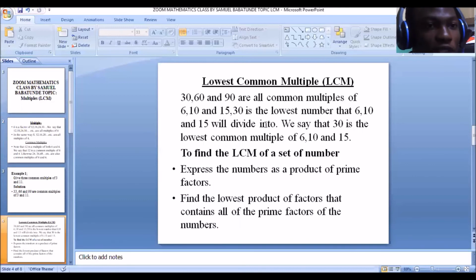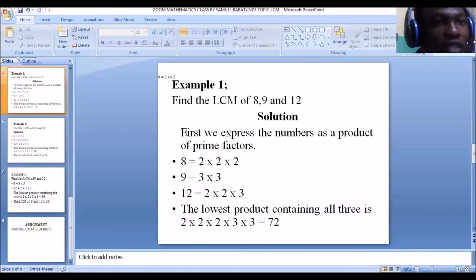But now, how do we find the lowest common multiple of a set of numbers? I said first you would express these numbers as a product of prime factors, which I've explained, and find the lowest product of these factors that contains all the prime factors of the numbers. And I'll give an example, like the 8, 9, and 12. We've expressed 8 as a product of prime factors, 9 also, and 12.